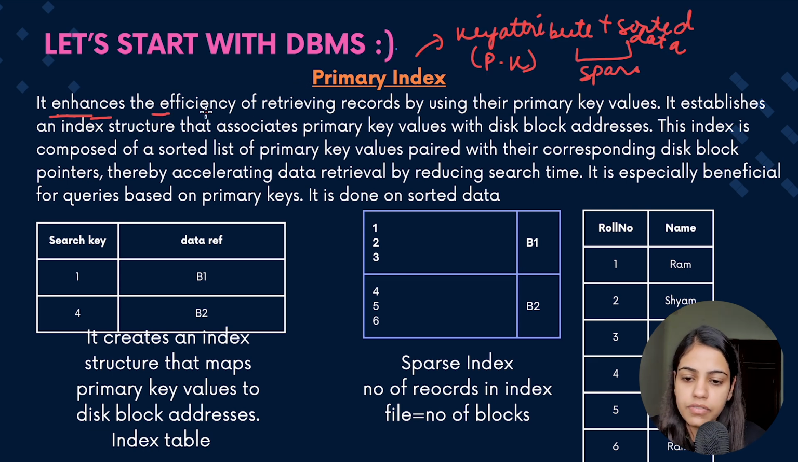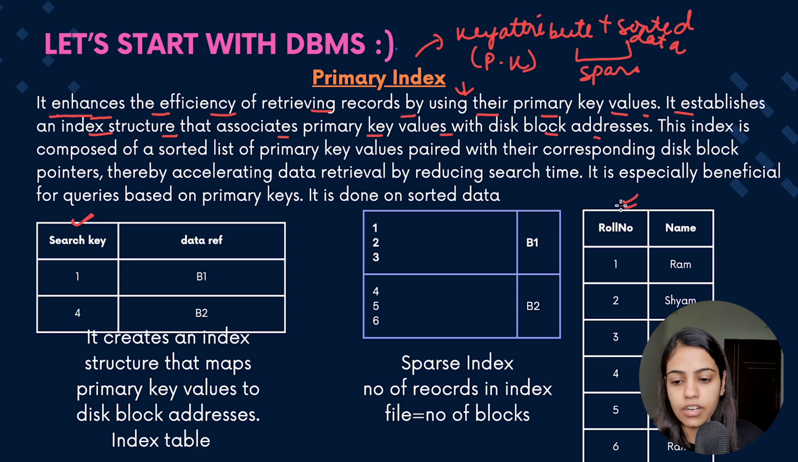It enhances the efficiency of retrieving records by using their primary key values. So here we use the primary key values of the given records. Now it establishes an index structure that associates primary key values with the disk block address. Here is the index structure where we provide the primary key of this particular table. Consider this is roll number, so roll number would be indexed, and here we provide the pointers to that particular data where it is stored in the hard disk or in these particular blocks.